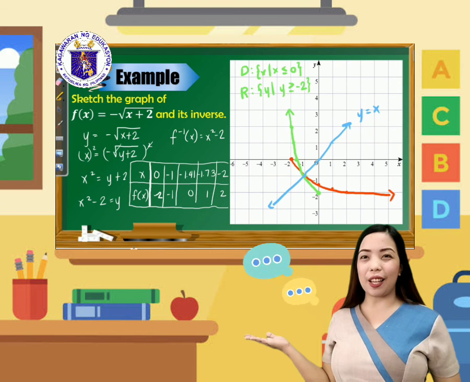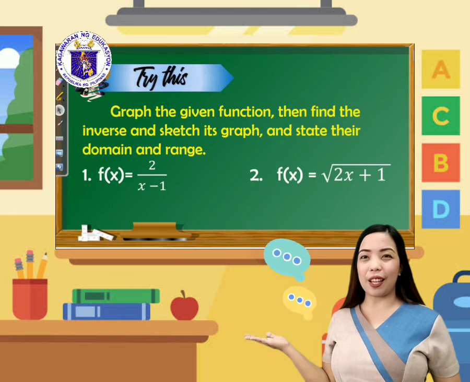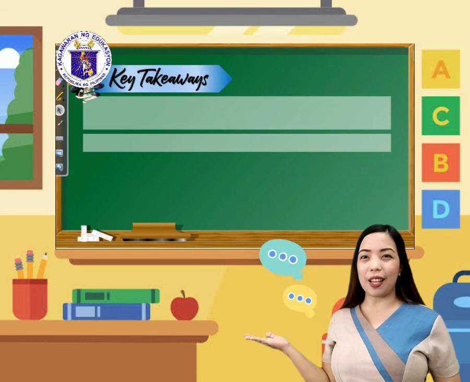Were you able to follow how to sketch the graph of a one-to-one function and its inverse? I hope so. Now, after showing you how to sketch the graph of a one-to-one function and its inverse, it is time to test your understanding. Do this activity. Graph the given function, then find the inverse and sketch its graph, then state their domain and range. You may pause the video so you could do this. In order for you to check if you did it right, you may use any graphing software to check your answers.